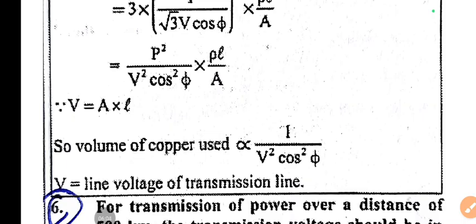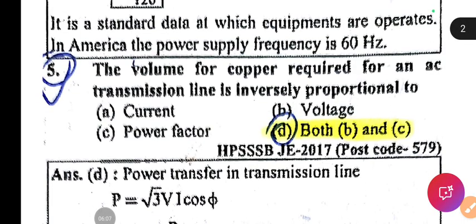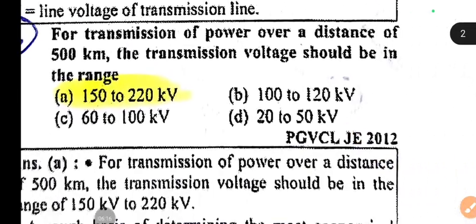So V is the line voltage of the transmission line. So the volume of copper required for an AC transmission line is inversely proportional to both voltage and the power factor. Voltage and the power factor. Okay. Now we will move to the next question.